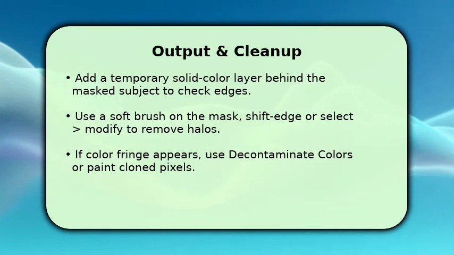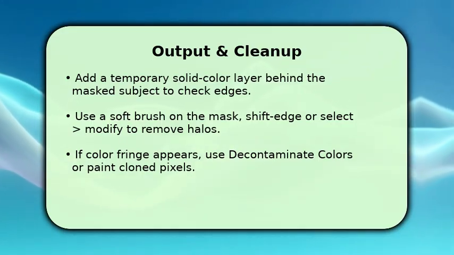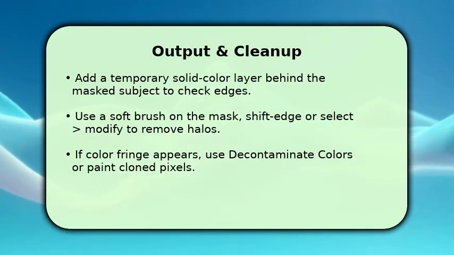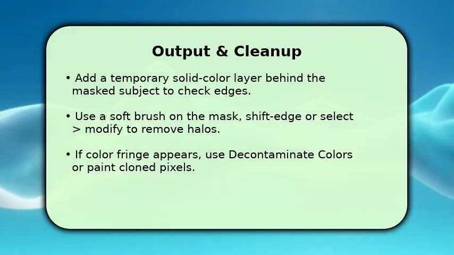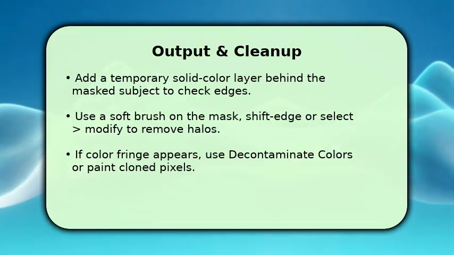Make small mask adjustments with a soft brush. Paint black to hide, white to reveal, and nudge Shift Edge or use Select Modify to offset thin outlines. If you see color fringe, use Decontaminate Colors in Select and Mask or sample nearby pixels and paint onto a new layer clipped to the subject. If nothing works, revert to your duplicated layer and try a different selection brush.